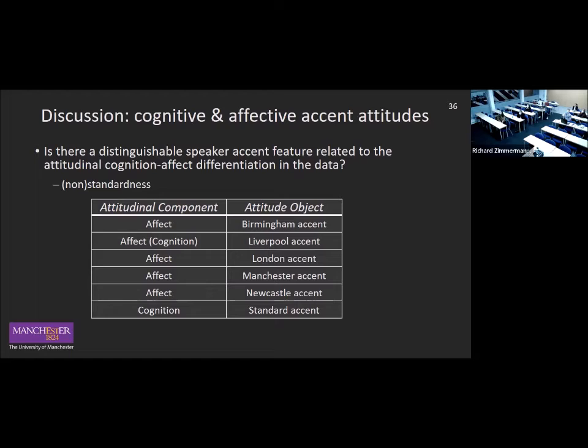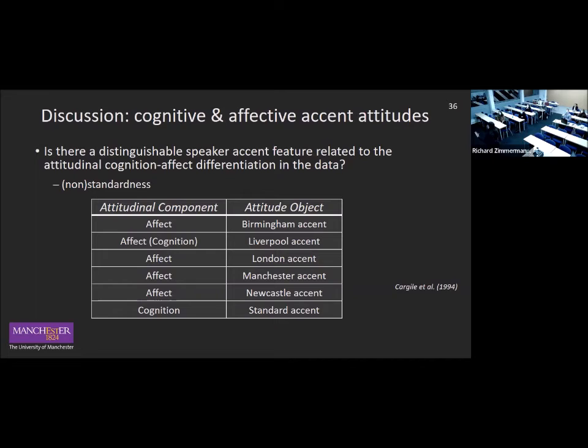So this kind of image of more affect, less cognition, kind of supports Cargile and Politis' theoretical statement that I mentioned at the start, that there is an affective primacy when it comes to acts and attitudes. They said that acts and attitudes seem to be more affective in nature. Of course, it has to be acknowledged that this is a specific sample, right? This is only six accents. If more accents were added to the mix, perhaps cognition would somehow flare up, I don't know.